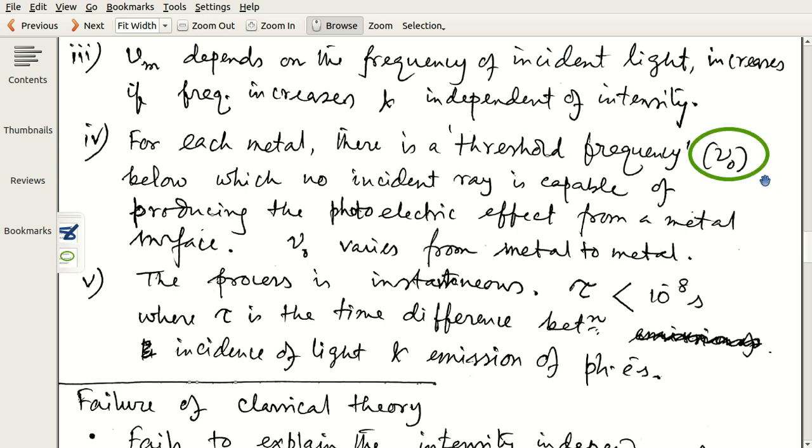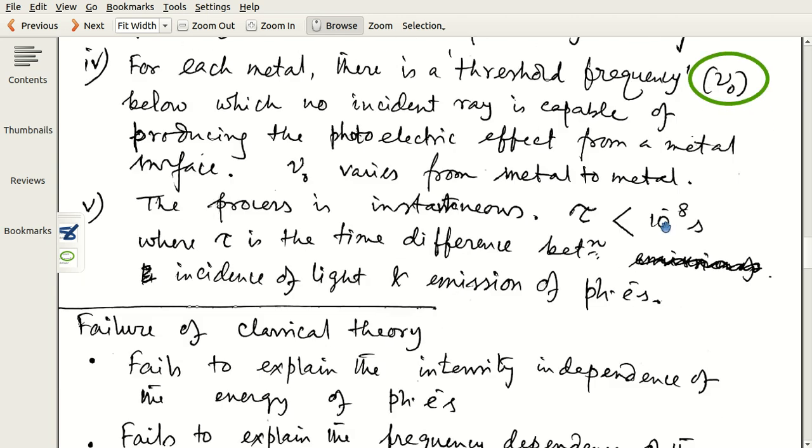Threshold frequency means threshold wavelength also. C by nu 0 will be the threshold wavelength, beyond which no incident ray is capable of producing the photoelectric effect. That means if the frequency of your incident light lies below nu 0, then there will be no photoelectron emission. That means no photocurrent, there will be no photoelectric effect. So your incident light must have frequency greater than nu 0, and the process is instantaneous.